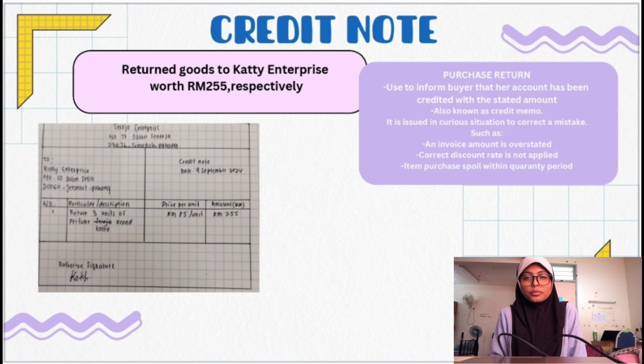Okay, the first document that we're going to introduce is credit note. Credit note is used to inform the buyer that her account has been credited with the stated amount. It is also known as credit memo. It is issued in various situations to correct a mistake. For example, in an invoice the amount is overstated, the correct discount rate is not applied, or the item purchased is within the warranty period.